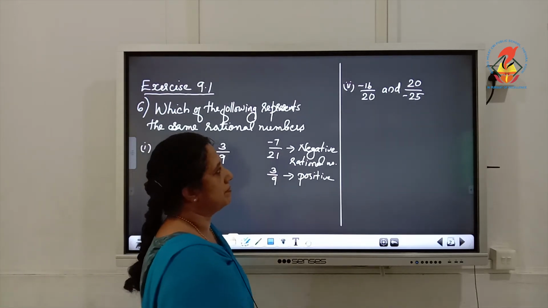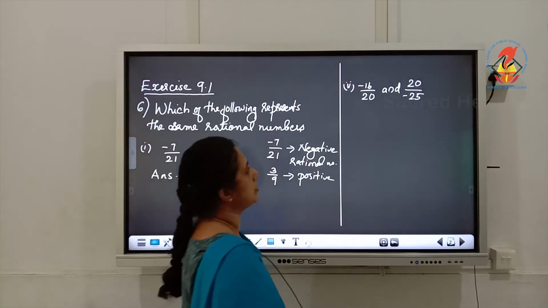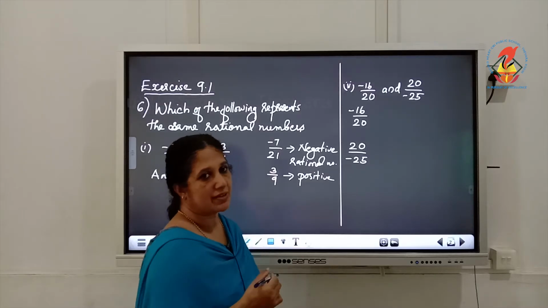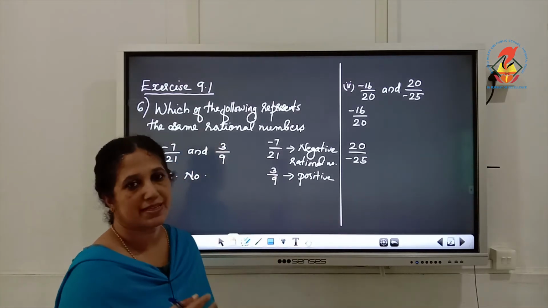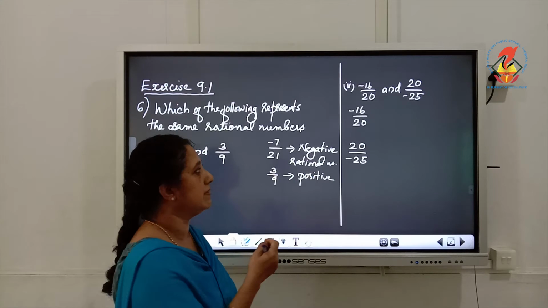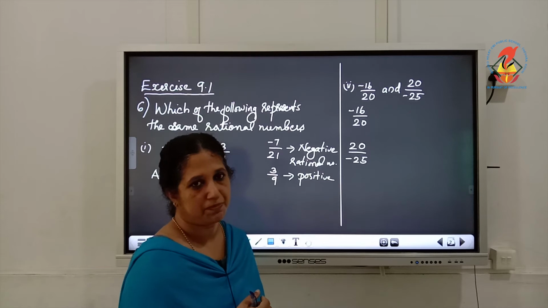Now the second one, negative 16 by 20 and 20 by negative 25. Both are negative rational numbers. So we have to look into whether these two will represent the same rational number. What we have to do is reduce the given rational numbers to the standard form.